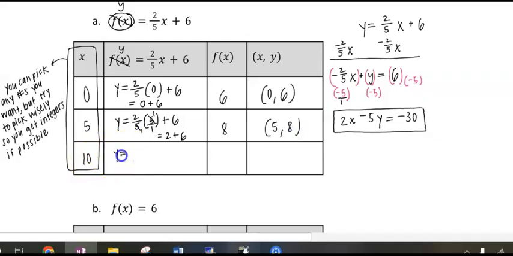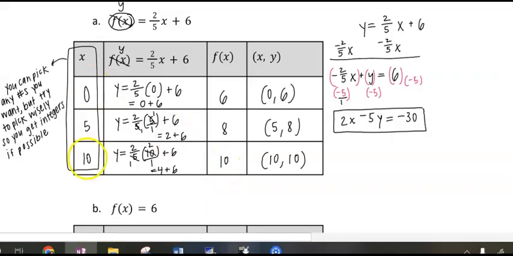Finally, I chose 10 because I know 2/5 is going to be easy to multiply by 10/1. I can reduce down the 5 and 10 to 1 and 2, and then multiply 2 by 2 to get 4. 4 plus 6 makes 10, so I know I have a coordinate point at (10, 10). You're allowed to choose any numbers for x. They can be positive, negative, fractions, whatever you want. It doesn't have to give you whole numbers here. If you get fractions, it doesn't mean you're wrong.